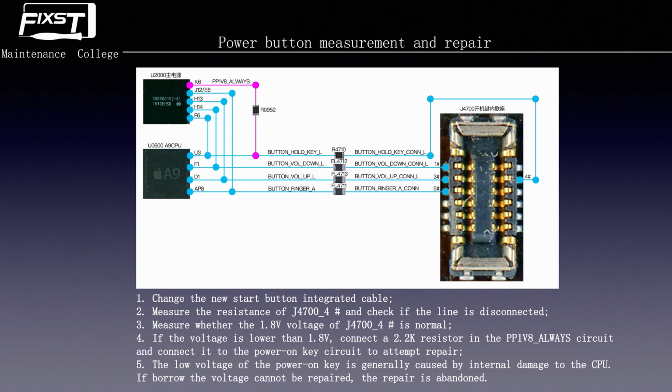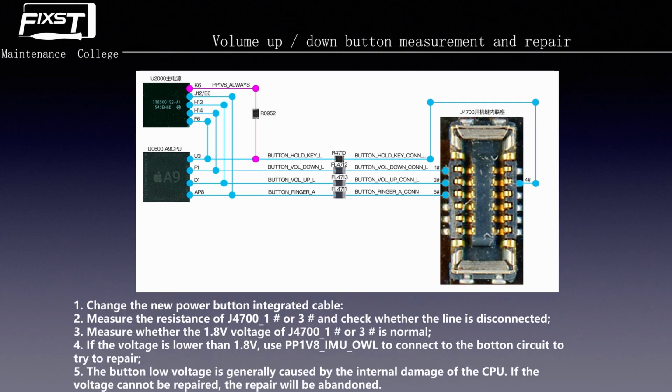If the voltage cannot repair it, it means that we don't need to continue to repair it. Now we're talking about the volume up and down button, how to test and repair. As we know, the volume up and down button is integrated in the power button cable. If the volume cannot go up and down, first we need to change this cable.